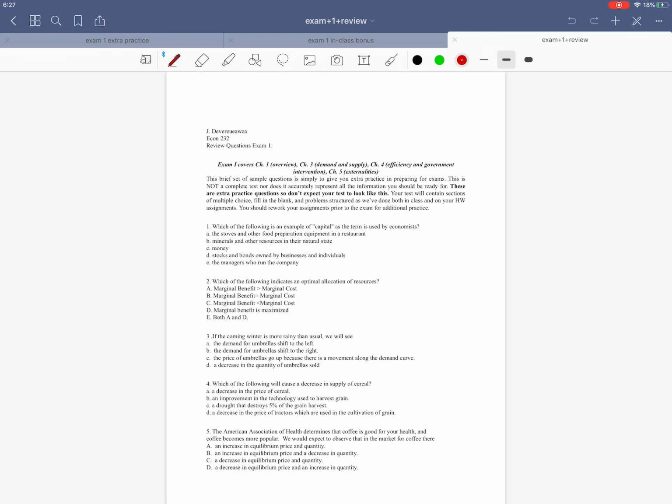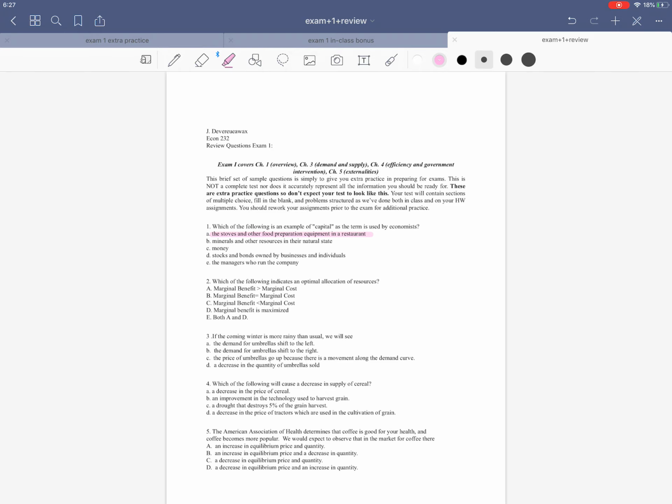So in our example here, it's going to be the stoves and other food preparation equipment used in a restaurant. So once again, that's going to be anything that can be used repeatedly in the production process, like your stove or the other equipment.